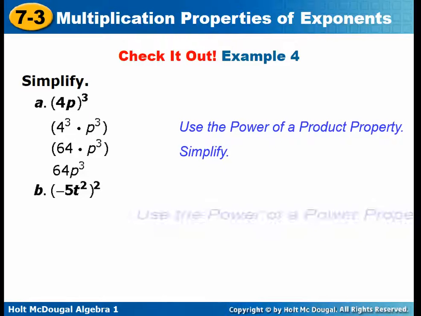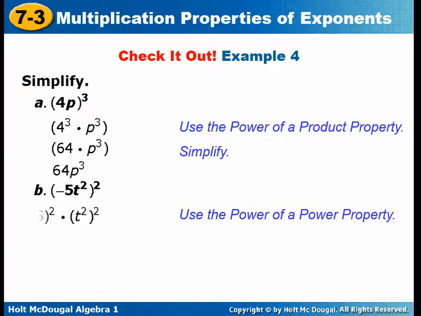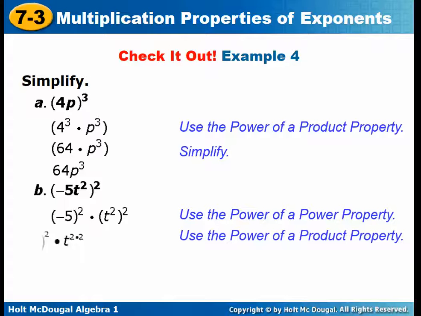In B, you should have got negative 5 squared times t squared squared. And negative 5 squared is just positive 25, because negative times negative is a positive. So we'd get 25 t to the 4th.